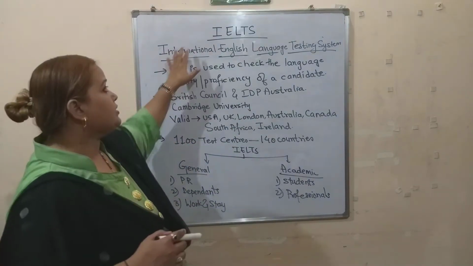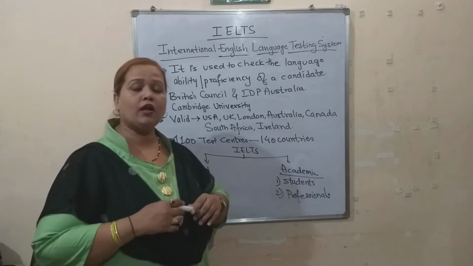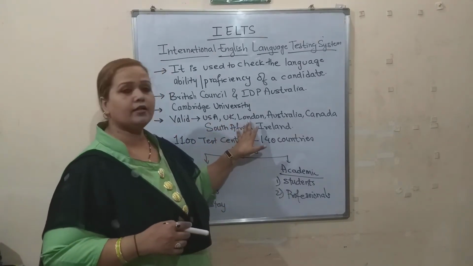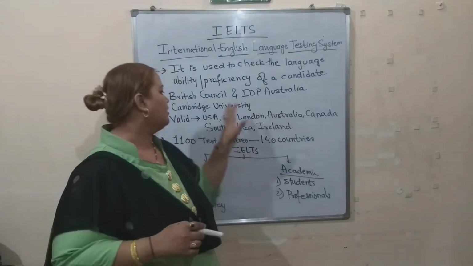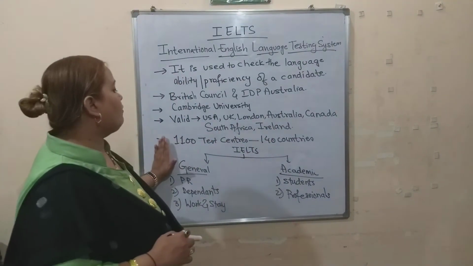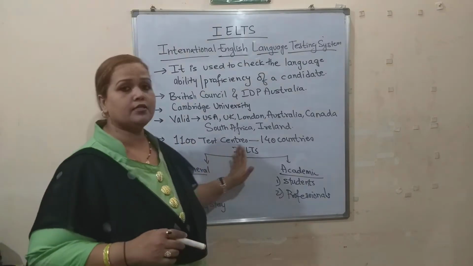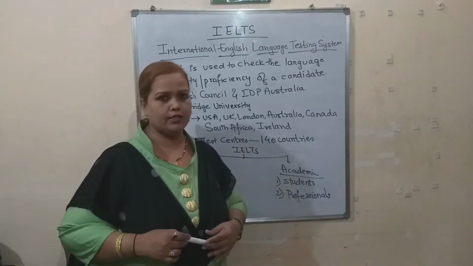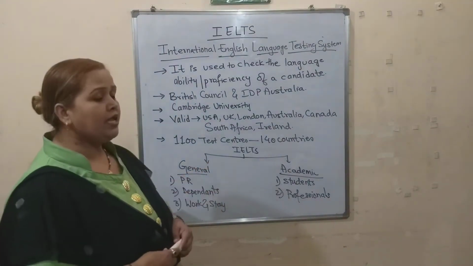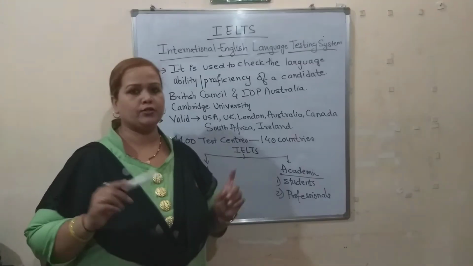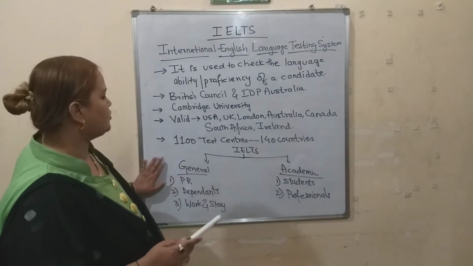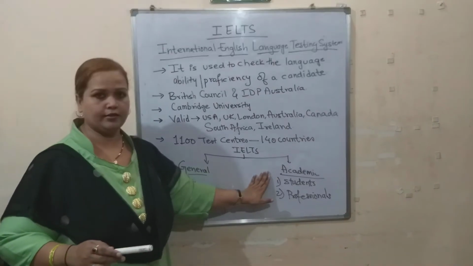Now, the IELTS test result is valid in USA, UK, Australia, Canada, South Africa and Ireland. There are 1,100 test centers in 140 countries and more. Now, IELTS is divided into two categories. One is general and the other is academic.